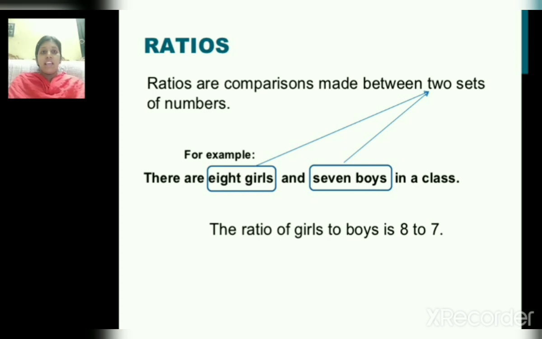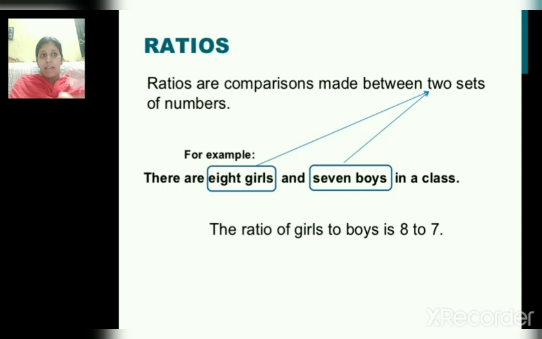Ratios. Ratios are comparisons made between two sets of numbers. So we use the term ratio for comparing two quantities. One example is given: there are 8 girls and 7 boys in a class. Here the number of girls and the number of boys in a class is given, and we are finding the comparison.